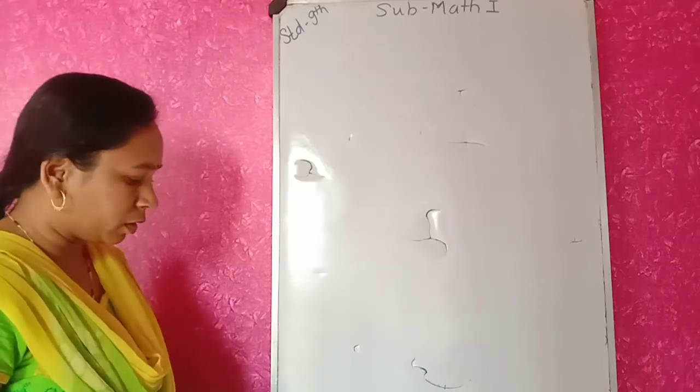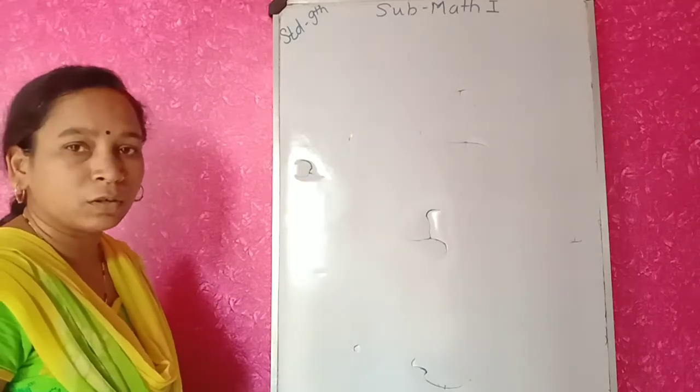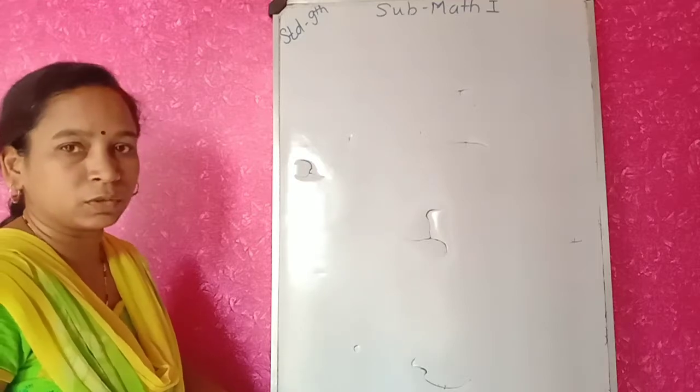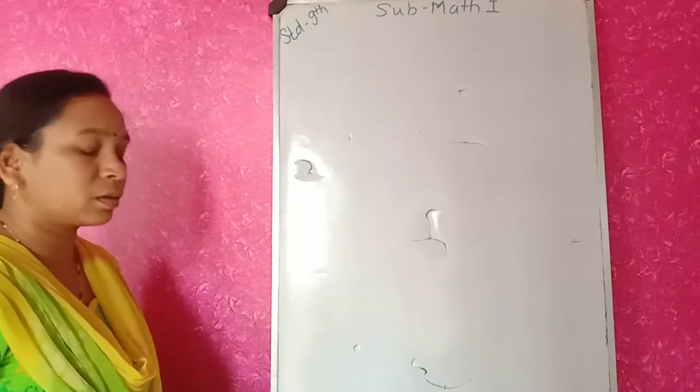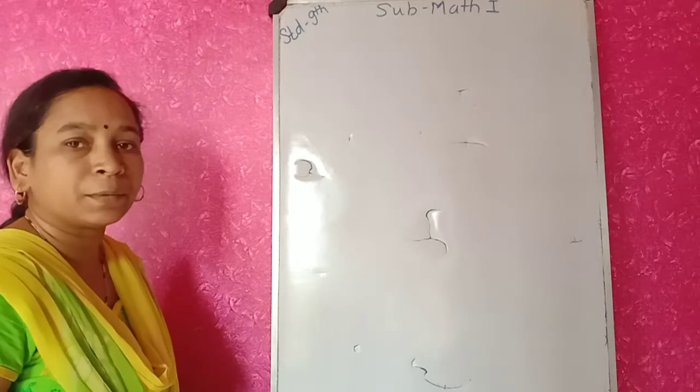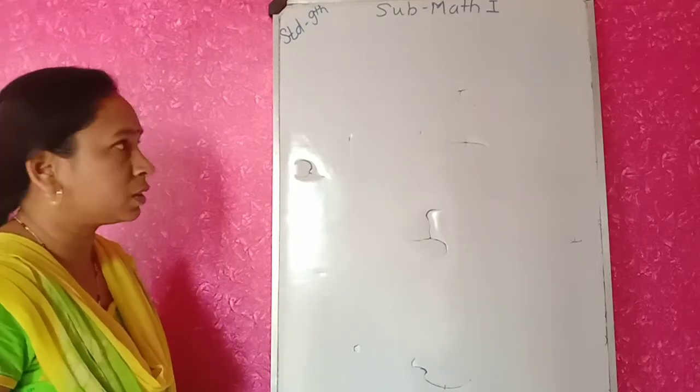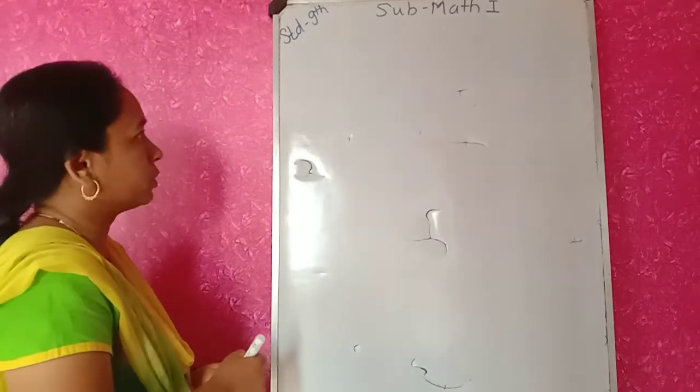Today we are going to study a new operation on sets, that is, the union of two sets. Before that, we studied one operation, the intersection of two sets. Let's revise that operation.